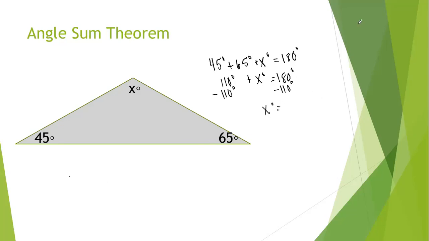So did y'all get 70? Awesome. So my missing angle is 70 degrees. So I should get 45 plus 70 plus 65 should equal 180. I know that I've done this correct because all the inside angles should equal 180.